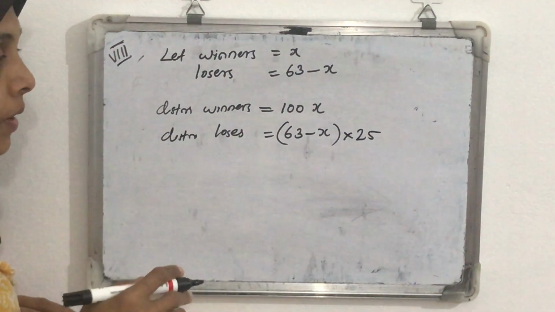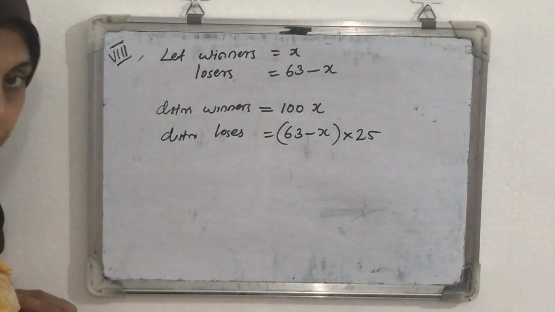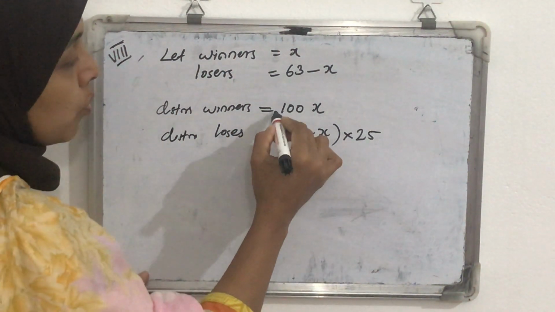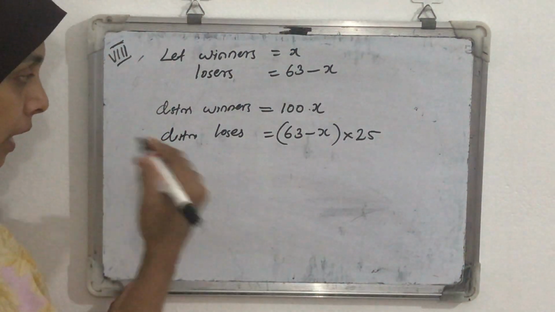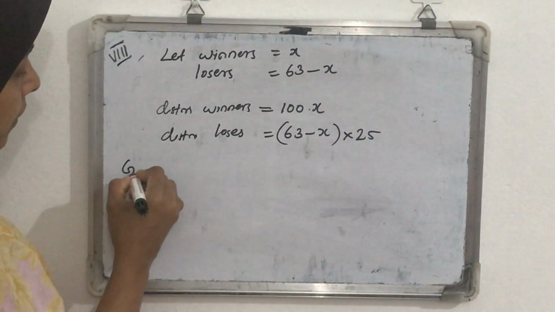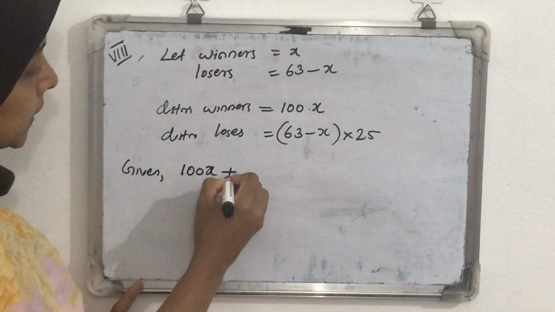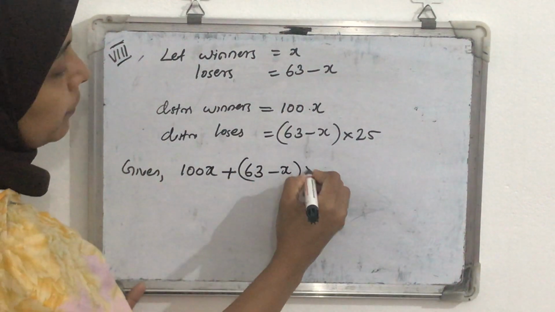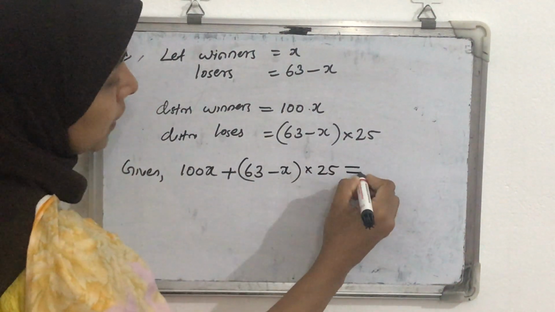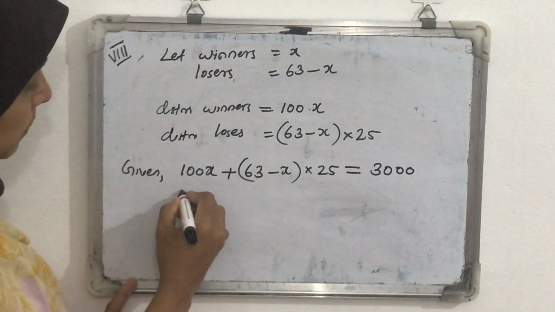And the total prize money distributed is 3000 rupees. So the sum of these two will be 3000. So we can make that equation: 100x plus (63 minus x) into 25 equals 3000 rupees. Now we can simplify.